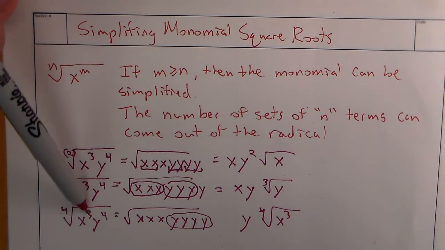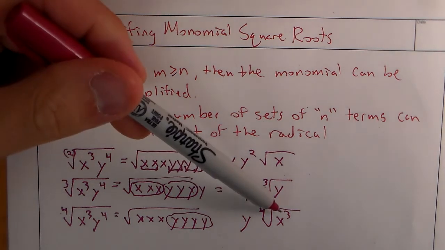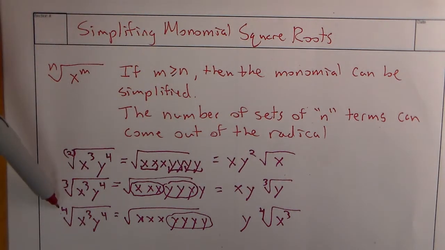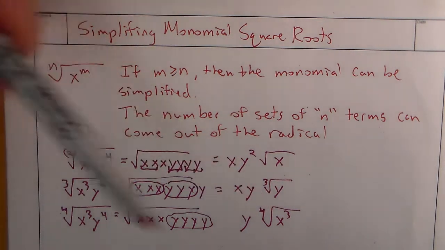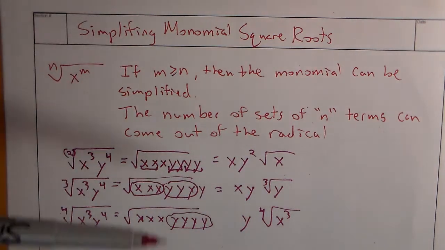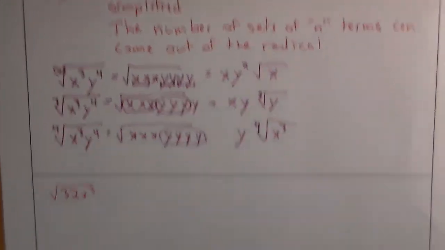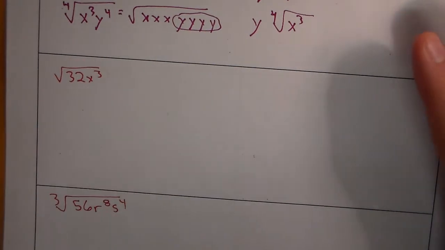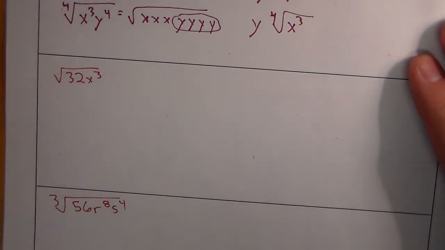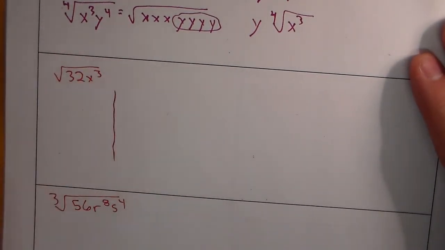4th root, 3 is not bigger than 4, they all stay inside. 4 divided by 4 is 1, that's 1 set on the outside. So we're going to take this principle and use it to simplify the radicals. So we come down to the square root of 32x to the third. I'm going to split it kind of into 2 parts.